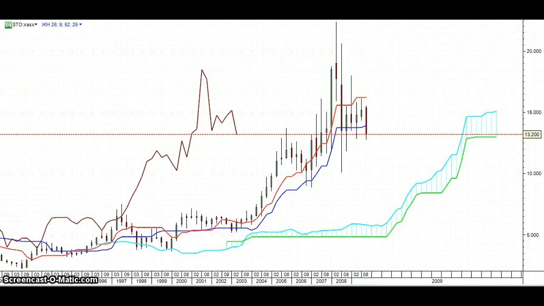Hi, we're having a quick look at STO on the ASX. I've brought this back out into a quarterly chart, 13 weeks, and I just want to be able to get some trend lines on the chart so that we can see where we have got some areas of support.